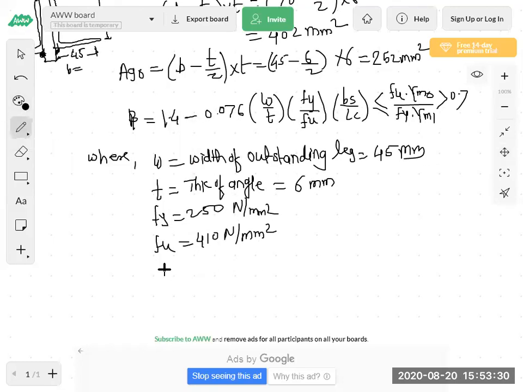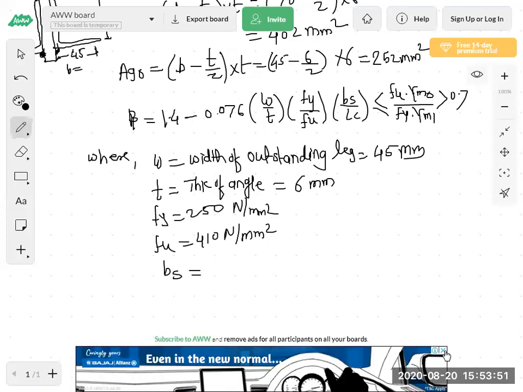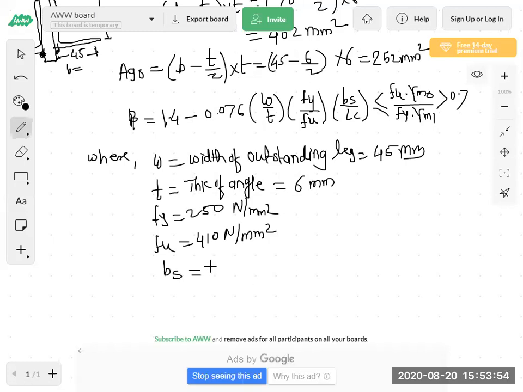Now, next unknown is BS. Please, everyone, we have solved, I think, 2 examples on this welded connection. So what is BS? BS is the shear lag. But in welded connection, what is the value of BS?